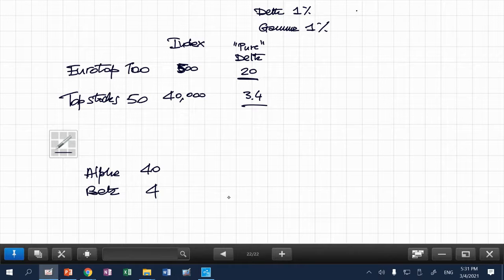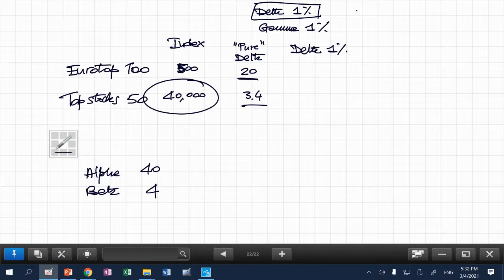Is that okay? So what you look at is delta 1%, which is the change in the market value of the position if the underlying goes up by 1%. Okay? So essentially, what happens here is that delta 1%, for example for the second position, would be saying, I react 3.4 for every single point increase of the index. How much is a 1% increase? It is 400 index points. So my delta 1% is 3.4 times 400, okay?